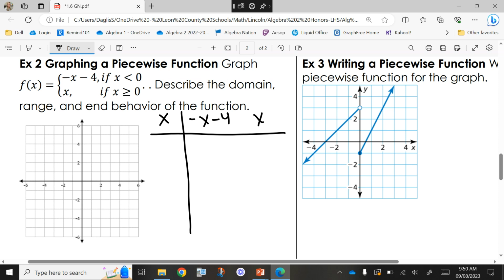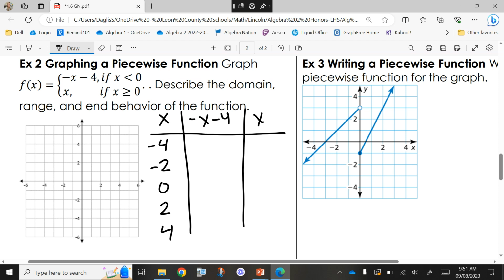I want to scan across my graph. I'm going to go as low as -4, -2, 0, 2, 4. If you want to pick different numbers, go for it. I'm putting 0 in the middle on purpose, because I know that's where my first function stops and my next function begins. So definitely make sure 0 is on your table. But if you wanted to do 1, 2, 3, go for it.